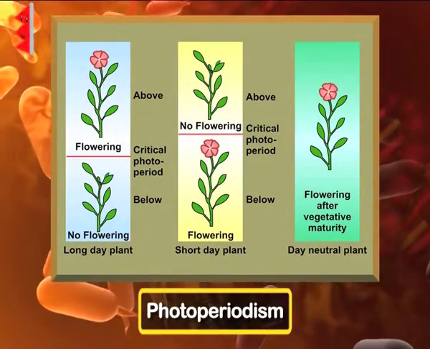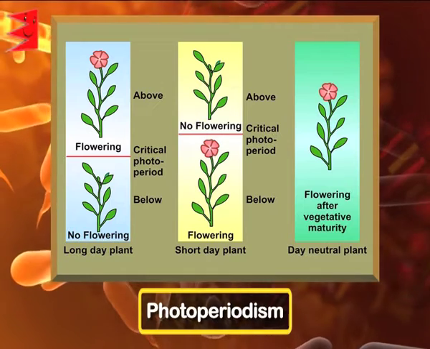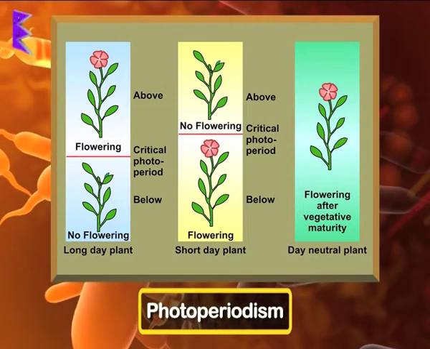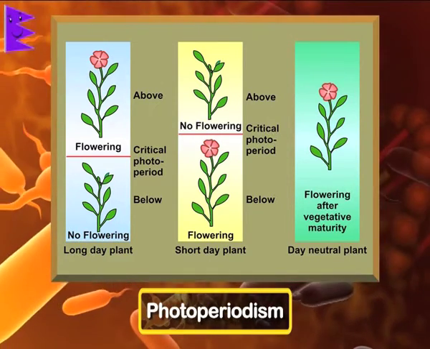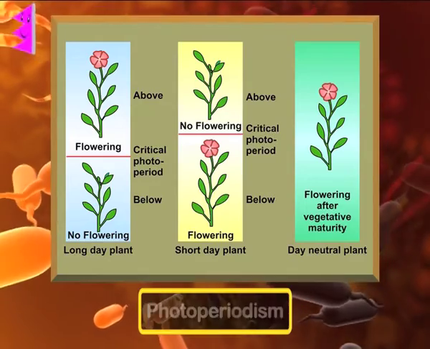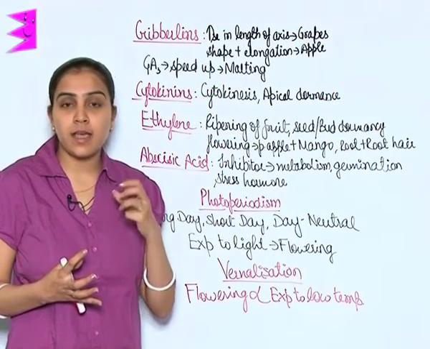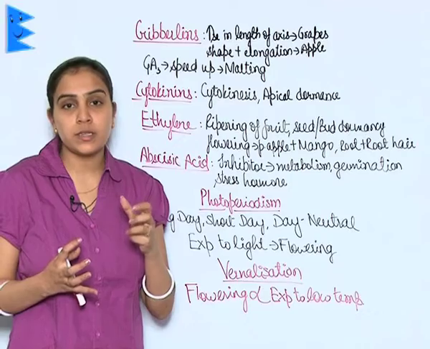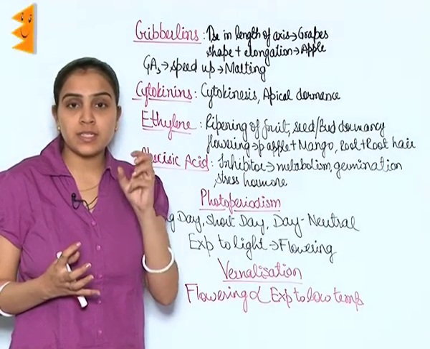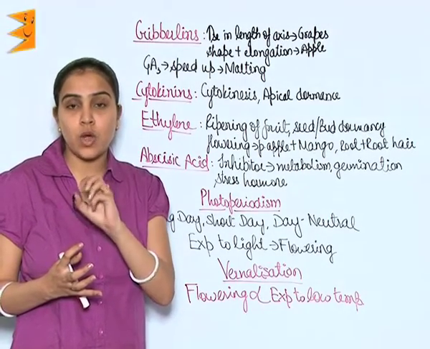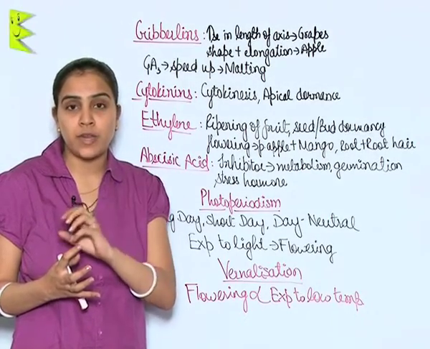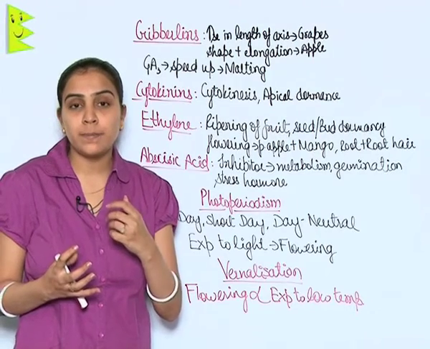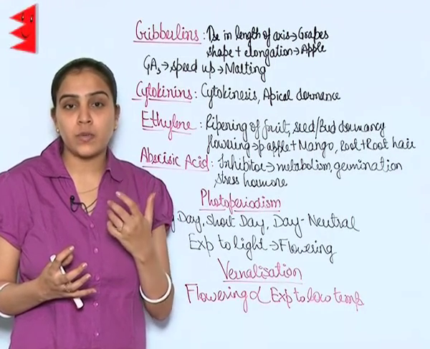Photoperiodism. Certain plants, to induce flowering in them, are required to be exposed to light, and these plants are able to sense this duration of exposed light, and there is a critical duration of light exposure which is required by plants to get flowers.